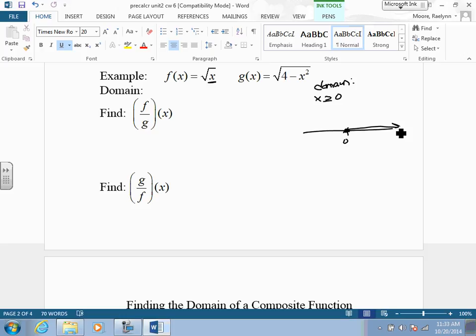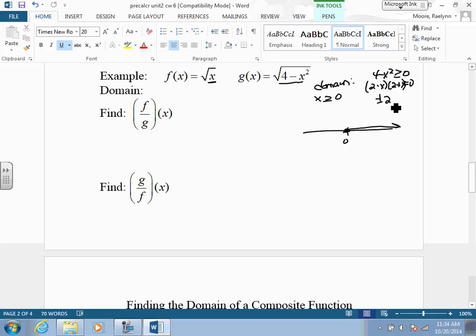Okay. Now, the second one says 4 minus x squared greater than or equal to 0. Remember what your quadratics do. This is why I kept impressing upon you, your quadratic works differently. You're going to take your factors, set them equal to 0. You're going to find your critical values, plus or minus 2.